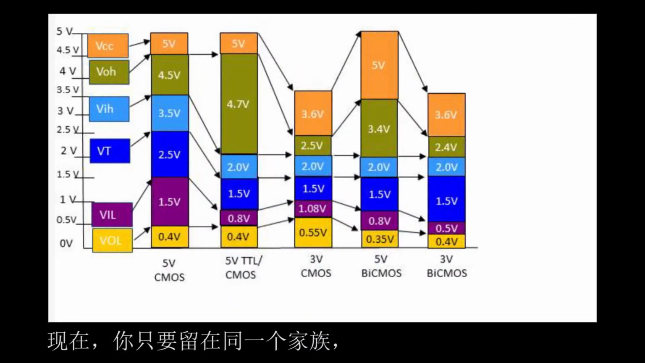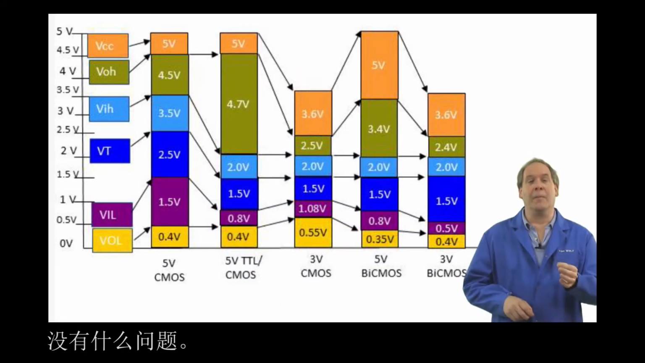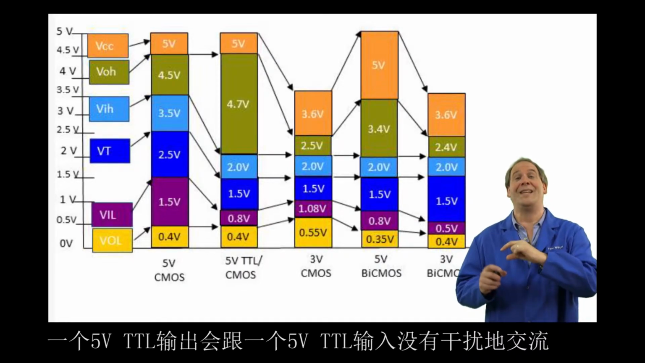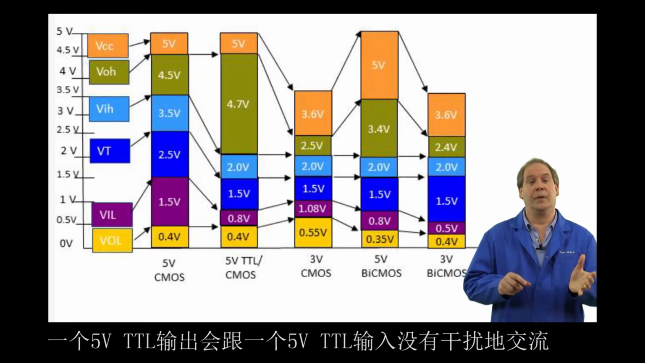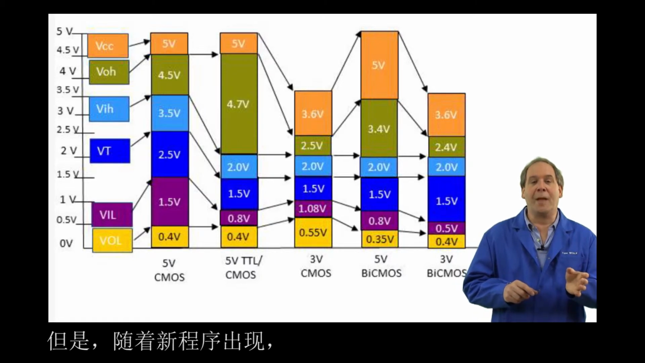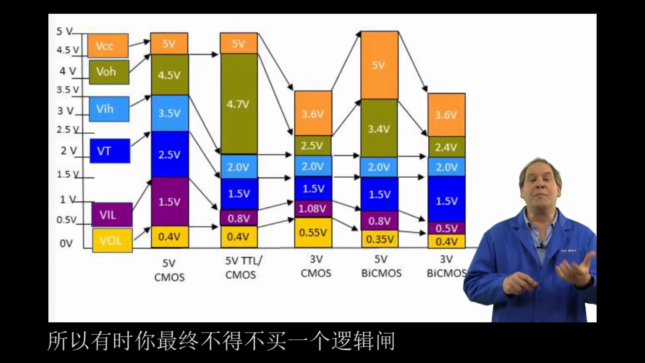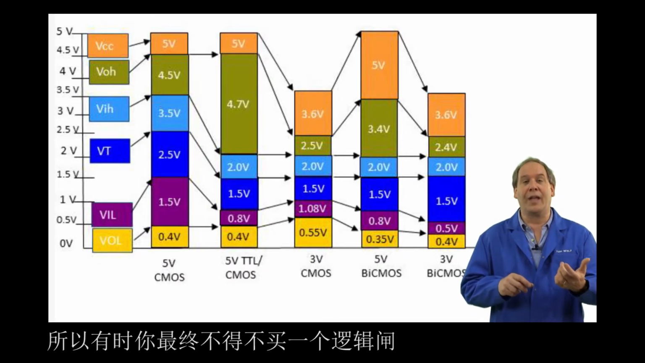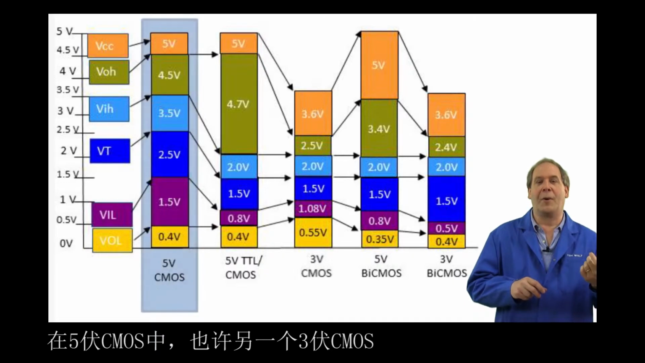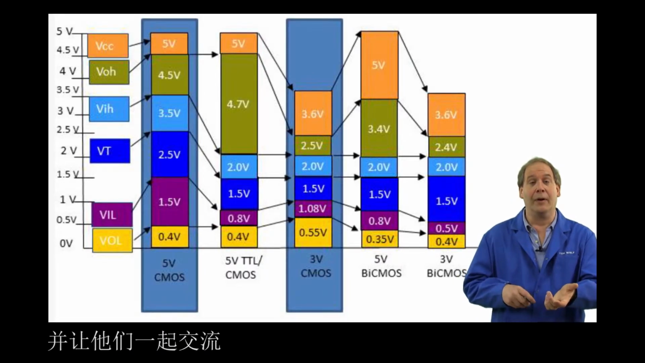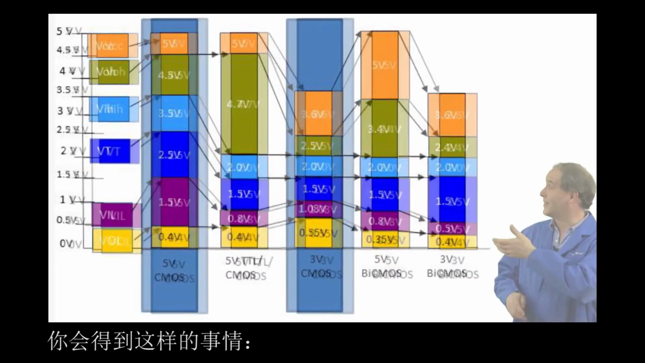Now, as long as you stay with one family, there's no real problem. A 5 volt TTL output could talk to a 5 volt TTL input with no confusion. But as new processes became available, not every single function was converted to the new process. So sometimes you ended up having to buy one logic gate in 5 volt CMOS and perhaps another one in 3 volt CMOS, and you had to make them talk together. And you get something like this.